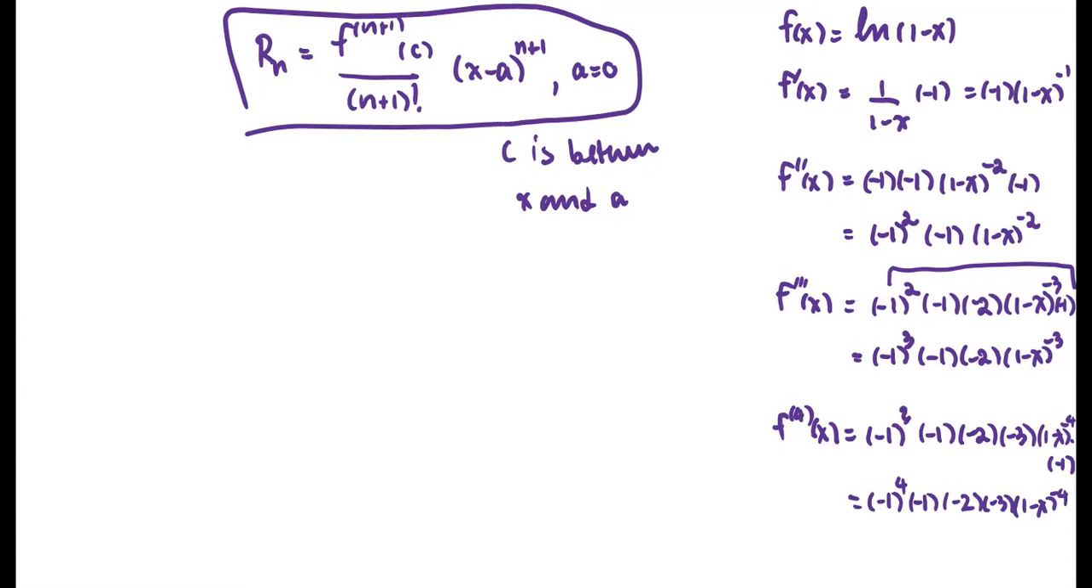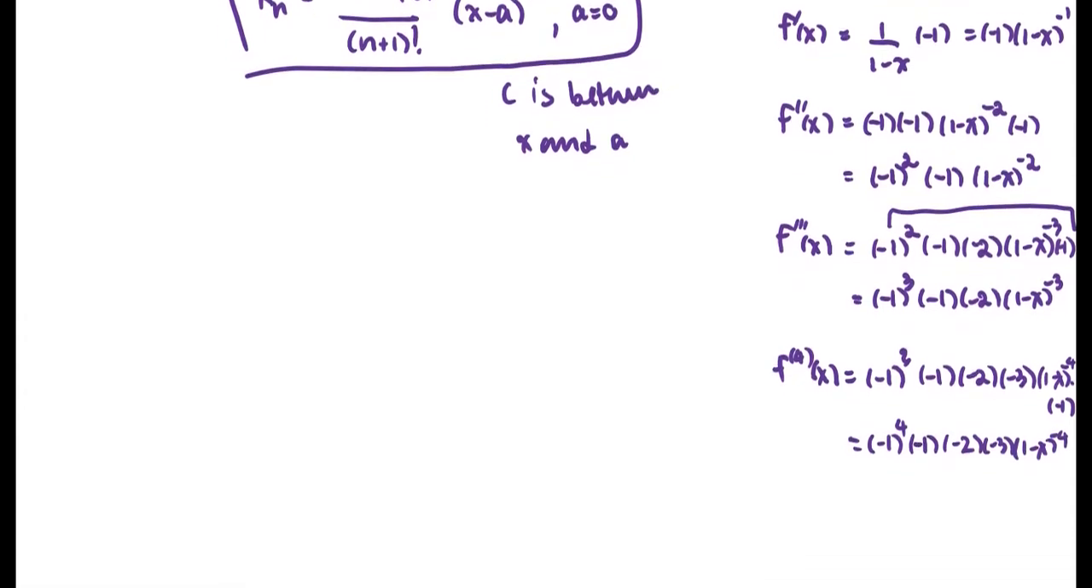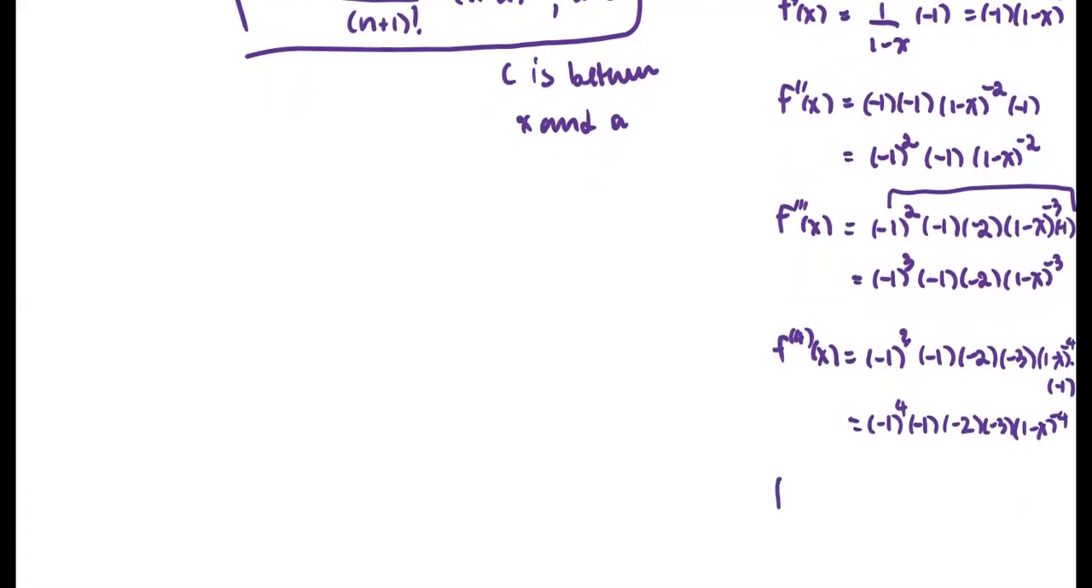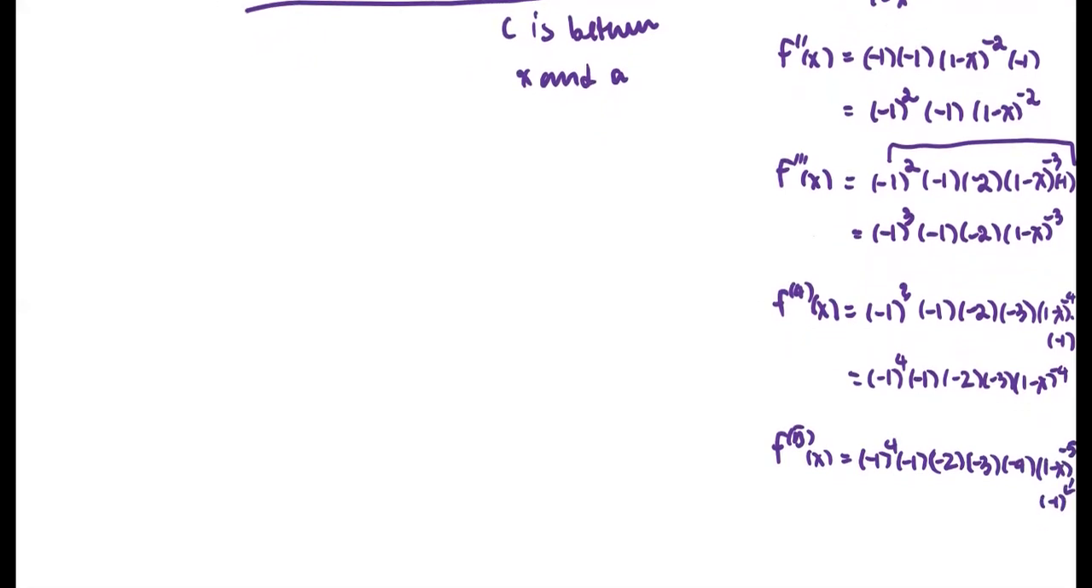Looks like we have the pattern of the nth derivative. But find one more to confirm the pattern, like the fifth derivative of this function. We will get negative 1 to the fourth times negative 1 times negative 2 times negative 3 times negative 4 times 1 minus x to the power negative fifth and multiply by another negative 1. Consolidate or rewrite it as negative 1 to the fifth multiplied by negative 1, negative 2, negative 3, negative 4 multiplied by 1 minus x to the negative fifth.